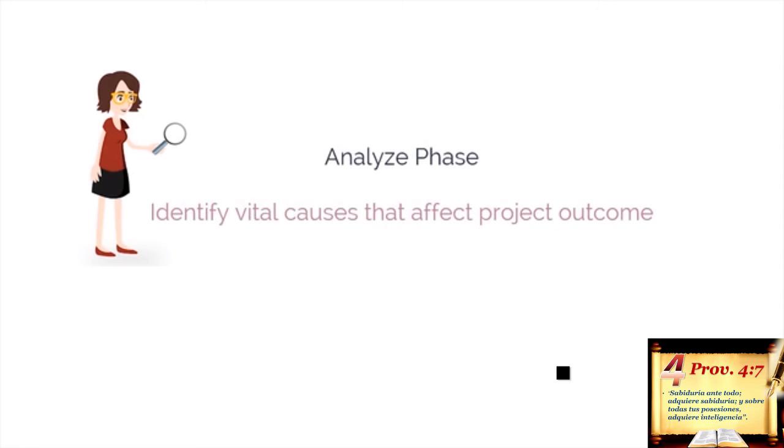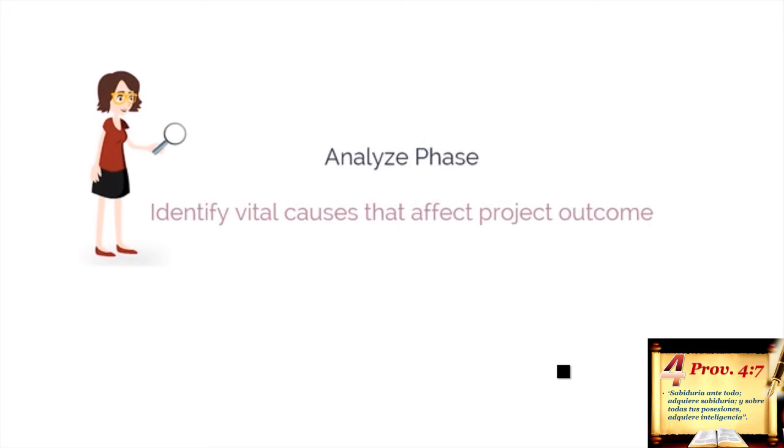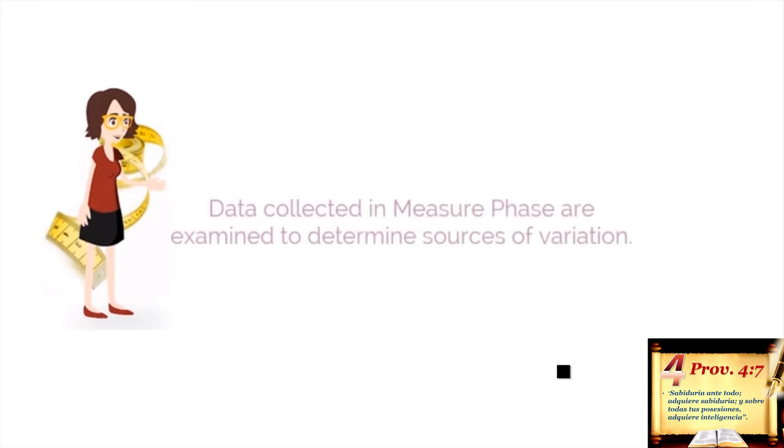The analyze phase is used to identify a few vital causes from a list of potential causes obtained from the measure phase that actually affect project outcome using Six Sigma methodologies. The data collected in the measure phase are examined to determine a prioritized list of the sources of variation.